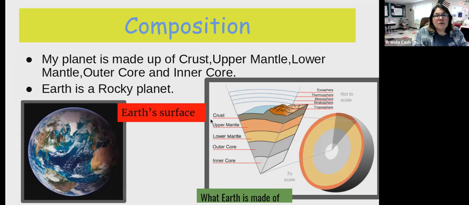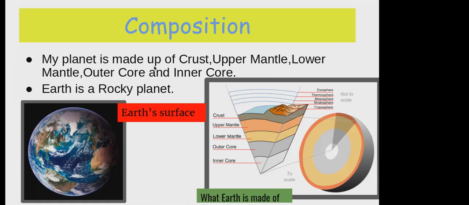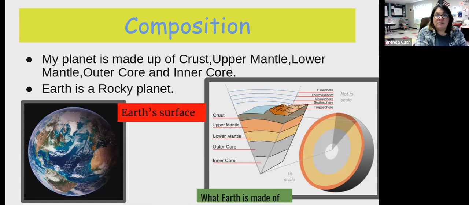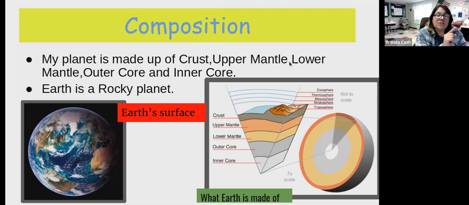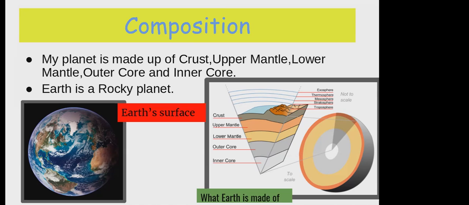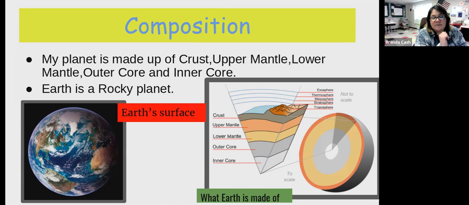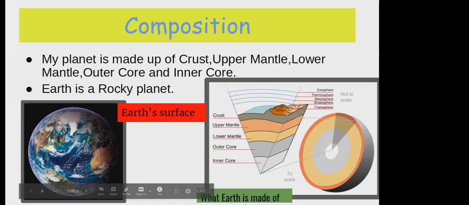Good. Now, when you present this slide, you should say, this is Earth's composition. Just say that, and then they know that's what you're going to talk about. Then you would go into bullet 1 and say, my planet is made up of crust. Or instead of saying my planet, you can say Earth is made up of crust and upper mantle, lower mantle, outer core, and inner core. That would be more specific, because we're talking about Earth. And then Earth is a rocky planet.